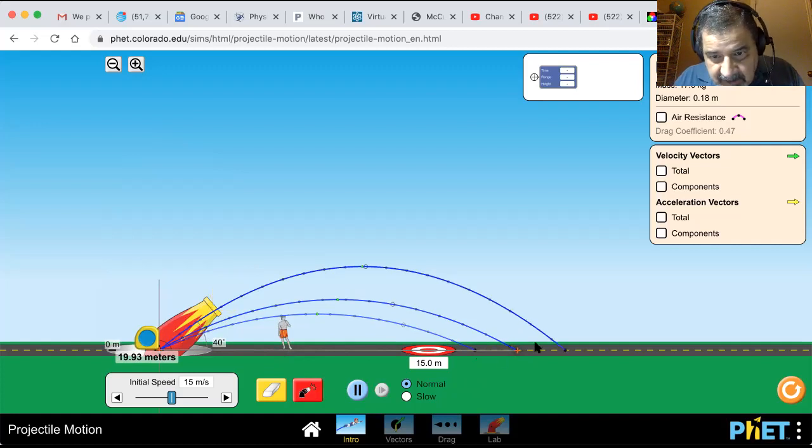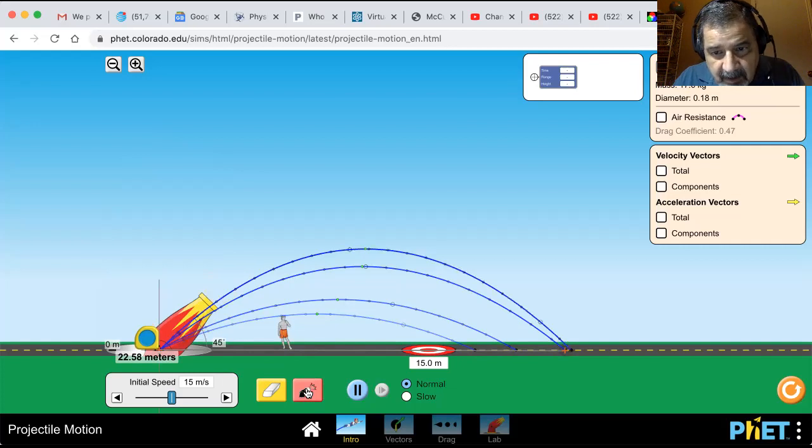All right, now let's take our measuring device and put it there on the point. 22.58 meters. And let's go 45 and fire. All right, and if we measure that, 22.99 meters is what I've got.